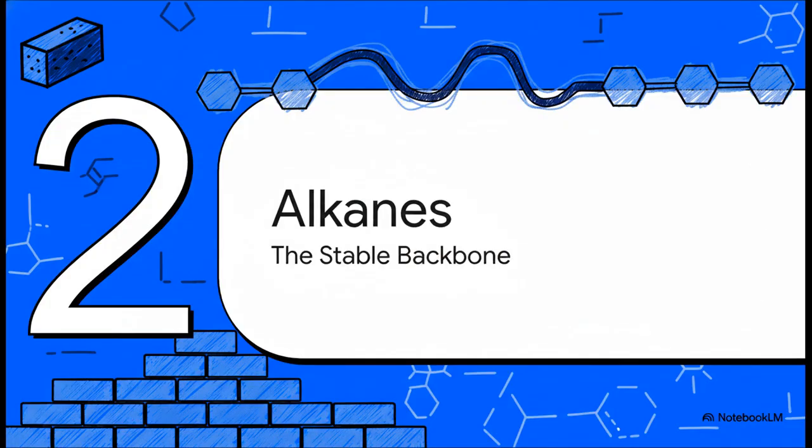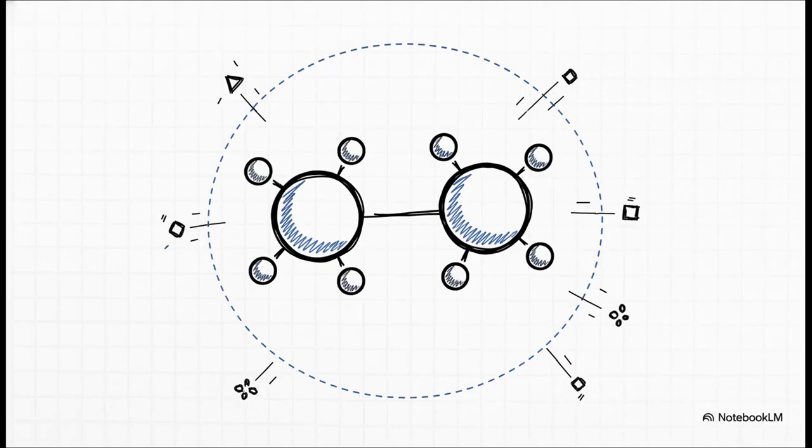Okay, let's start with the foundation of it all: the alkanes. You can really think of these guys as the stable backbone of the hydrocarbon world. They're the simple, sturdy building blocks in our molecular Lego set. So what's the deal with alkanes? It all comes back to those carbon-carbon single bonds. That simple structure is what makes them saturated, which is just a fancy way of saying they're packed full of as many hydrogen atoms as they can possibly hold. And because they're so stable, they got the nickname paraffins, which comes from Latin for little affinity. They just don't really like to react with other things.